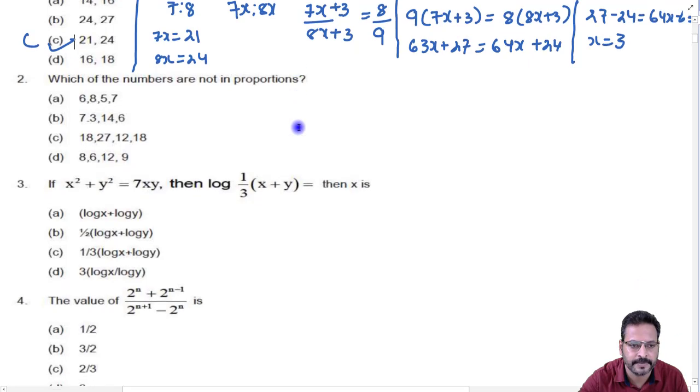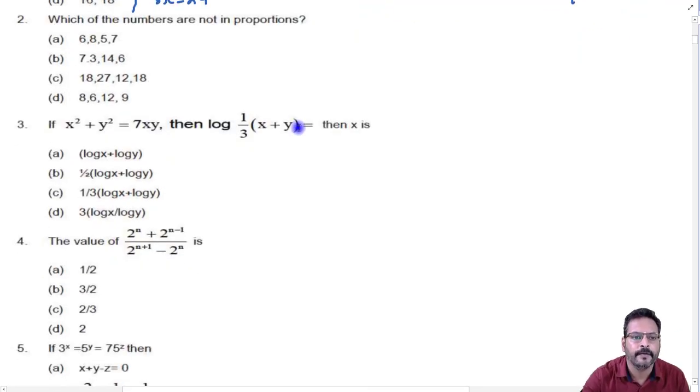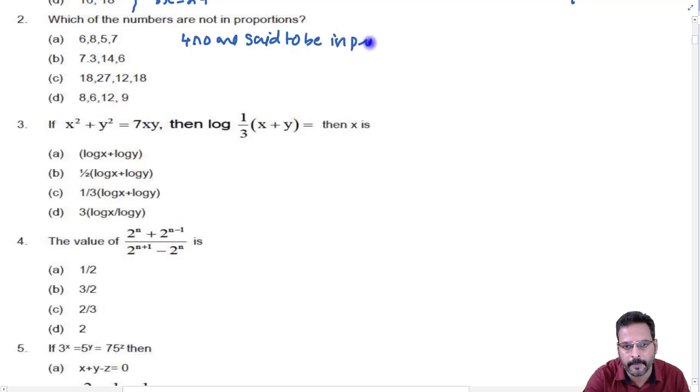Then, next question, second question. Which of the numbers are not in proportion? Okay, so 4 choices are given. So, we know that 4 numbers are said to be in proportion if product of extremes is equal to product of means.